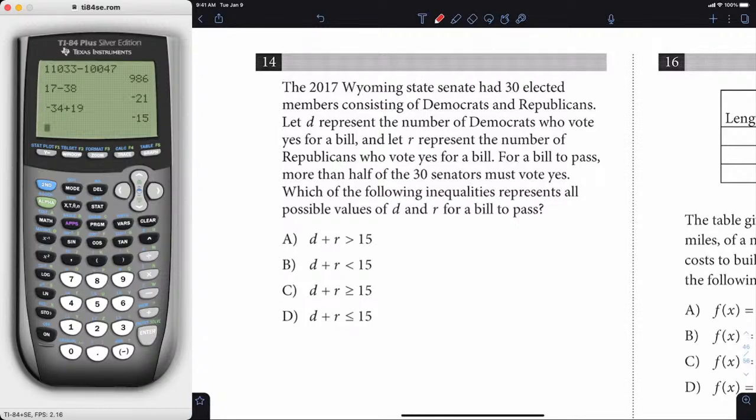Ooh, okay. Let me think about this. The 2017, okay, 30 elected members, cool. R is Republicans and D is Democrats. Okay, for a bill to pass, more than half of the 30 senators must vote yes. Okay, so D plus R, more than half, has to be above 15.